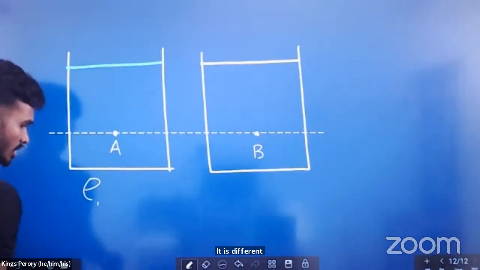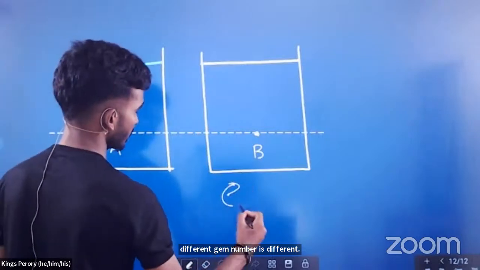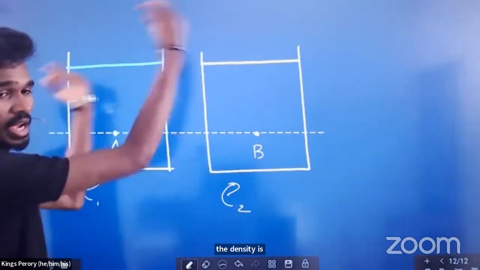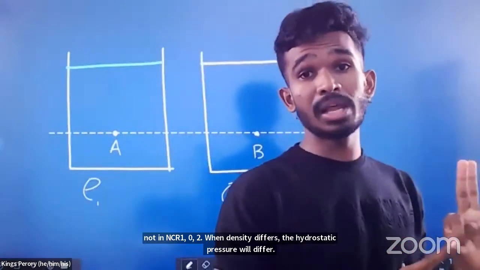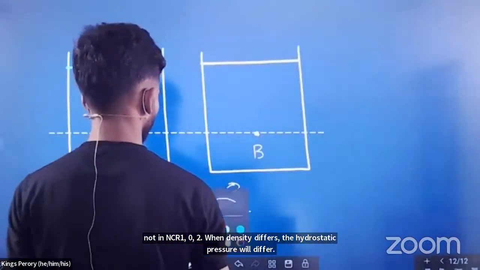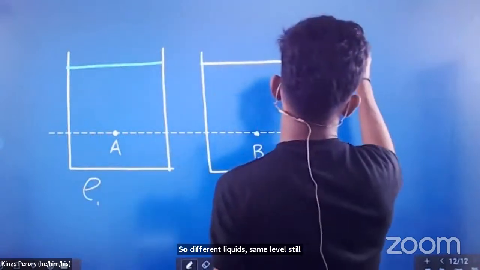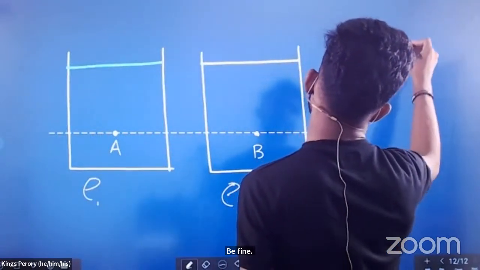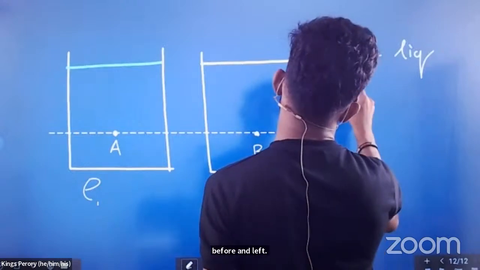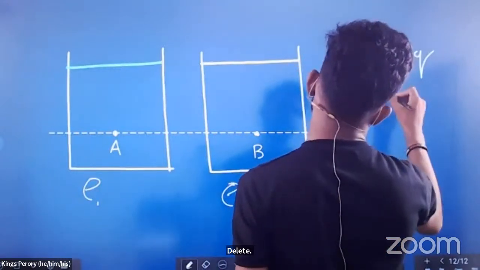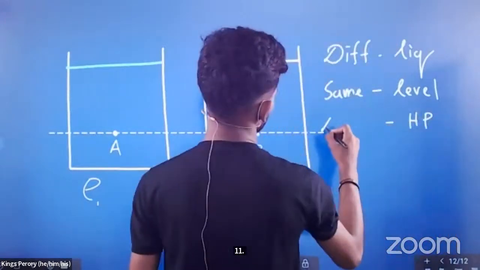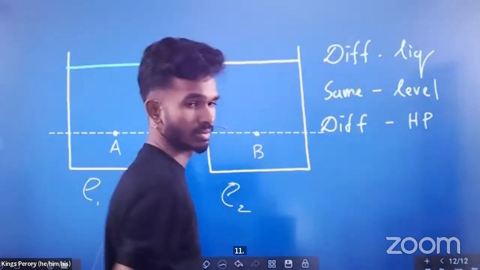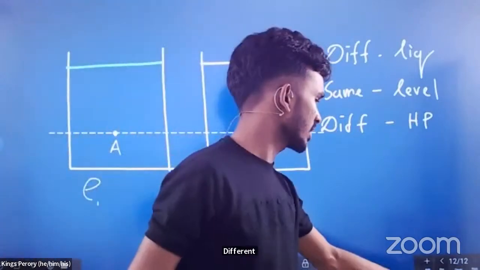The density is different. Density rho 1, density rho 2. When density differs, the hydrostatic pressure will differ. So for different liquids at the same level, the hydrostatic pressure is still different. The basics is this.